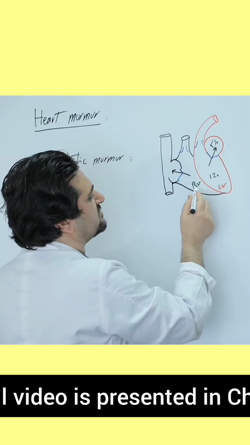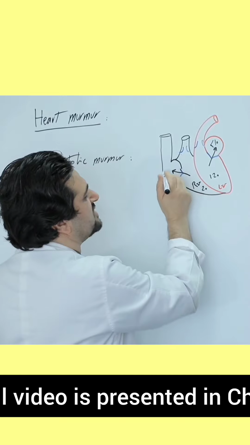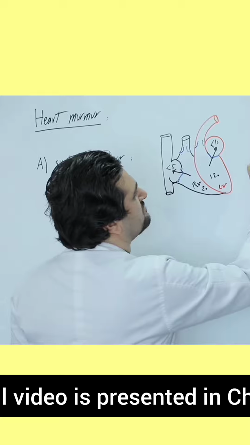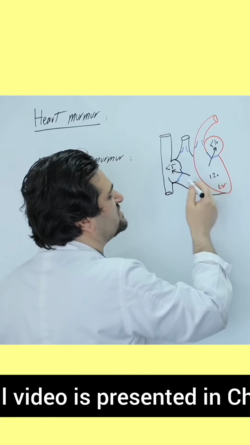During systole, the pressure in the right ventricle is also about 20 mmHg, and the pressure in the right atrium is less than 5 mmHg. For this reason, mitral regurgitation and tricuspid regurgitation also result in systolic murmurs.